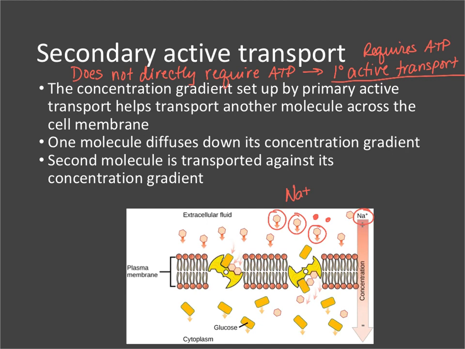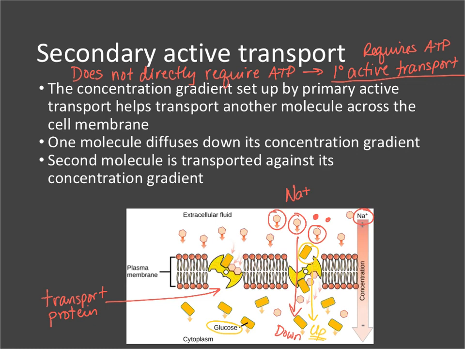Now in secondary active transport, you have this special kind of carrier molecule here, and this is our transport protein. This transport protein does not require ATP directly, but as sodium now moves down its concentration gradient, something gets transported up or against its own concentration gradient. So in this example here, we're looking at glucose. So glucose is getting transported alongside sodium, and it's getting transported up or against its concentration gradient.